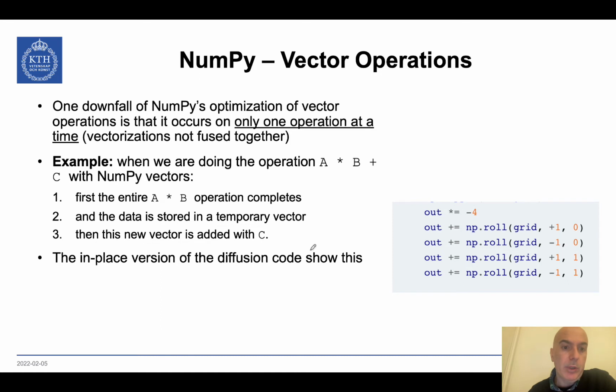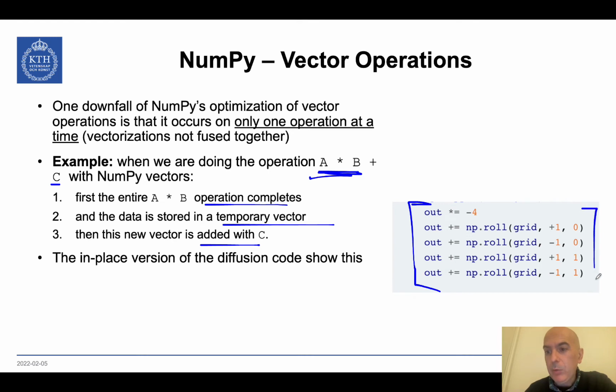An example is when we are doing the operation A multiplied by B plus C, where A, B, C are vectors, and this multiplies element by element. So what happens? Well, first, yes, we use vectorization, but if you just compute A multiplied by B element-wise, this completes, and we store the data in a temporary vector. Then we take this vector and add C through vectorization, but this is an independent vectorized operation. This is an example that we have in our diffusion code, where we can see clearly how all these vectorizations are just one after the other.